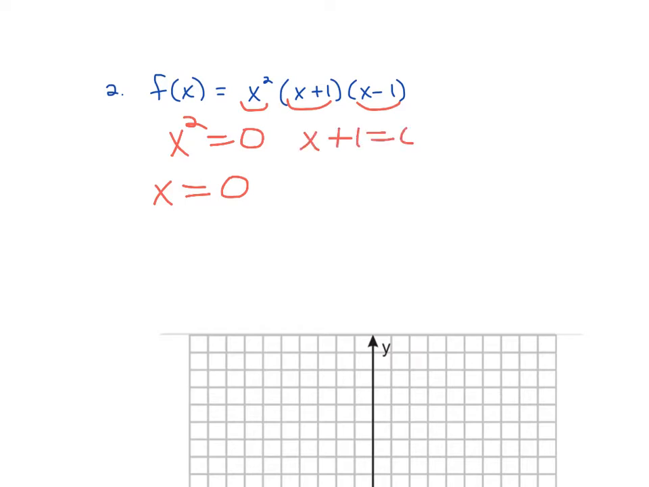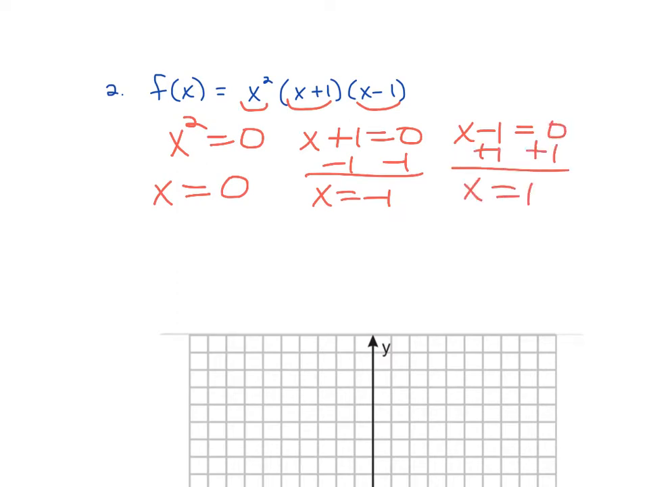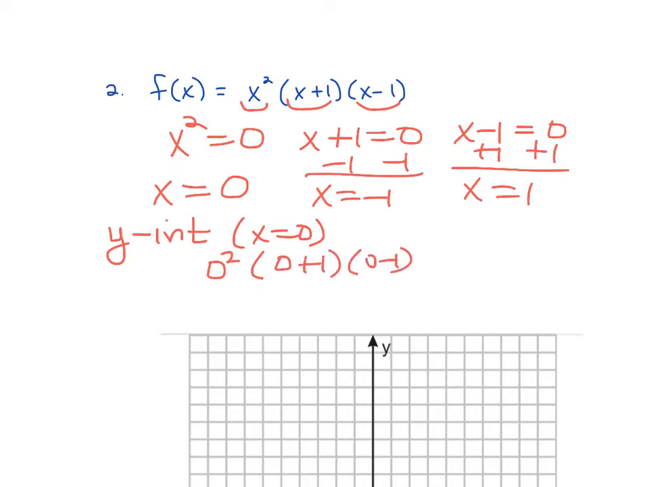Then x plus 1 equals 0, subtract the 1, x equals negative 1, and then the last factor, set it equal to 0, solve it, x equals 1. I also need to find my y-intercept. So I would plug in x equals 0. So 0 squared, 0 plus 1, 0 minus 1. Notice as soon as I got a 0 here, anything times 0 is 0. So my y-intercept occurs at the ordered pair 0, 0.